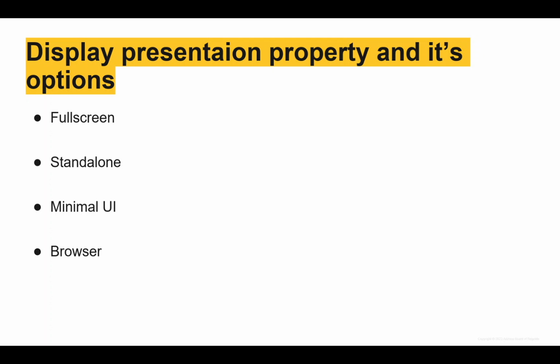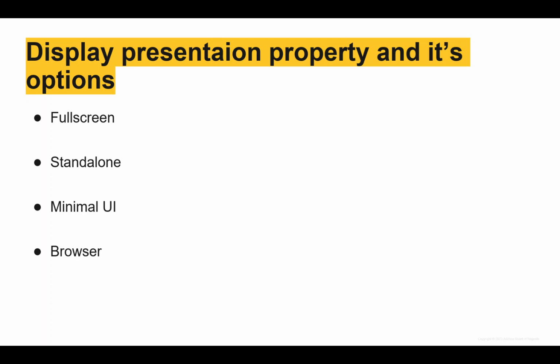Now let's understand the display presentation property. It has four main categories of display. One is fullscreen. If we want our progressive web app to take the size of the entire screen of whichever device it's loaded on, we will use the fullscreen value. And there's standalone. If we want our progressive web app to look like a native mobile application, then we use the standalone property.